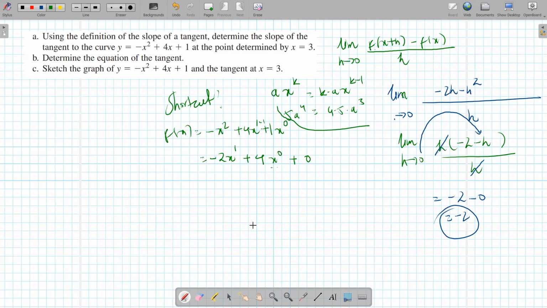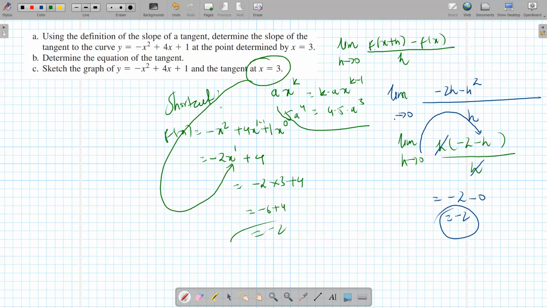Okay. What's x to the power 0? 1. 1, so you can ignore that. There you go, that's the derivative function. Negative 2x plus 4. And in this, what we do is we simply take our x value and we plug it in there. So negative 2 times 3 plus 4, negative 6 plus 4, negative 2, and there we go, we're done.